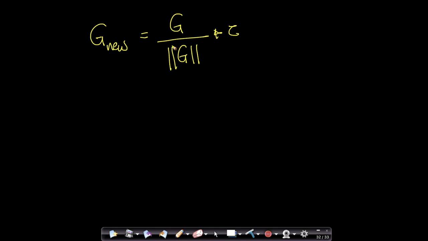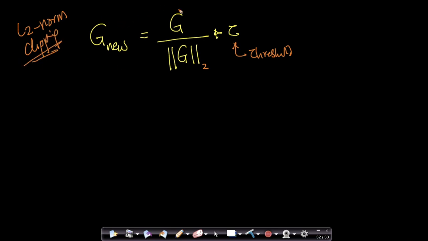The new gradient vector is: take the regular gradient vector that you get, divided by the L2 norm of the vector, and multiply it by some threshold. Okay, this tau here is a threshold. The symbol in Greek is called tau. This is the L2 norm, this is the 2 norm. And this gradient clipping strategy is called L2 norm clipping.